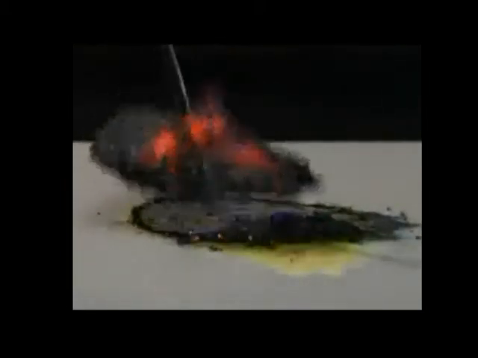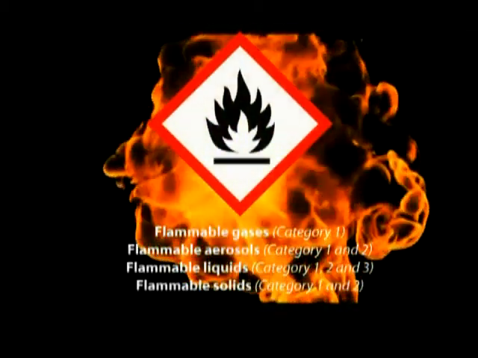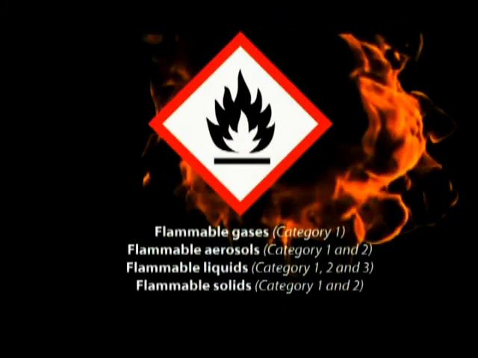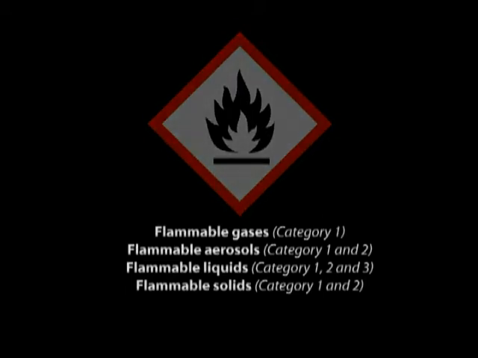Let's look at each of the physical hazard classes and associated categories to learn more. The flame pictogram is used to signify flammable classes. Flammable gases, Category 1. Flammable aerosols, Category 1 and 2. Flammable liquids, Category 1, 2, and 3. And flammable solids, Category 1 and 2. The four classes cover products that have the ability to ignite, catch fire easily, and the main hazards are fire or explosion.